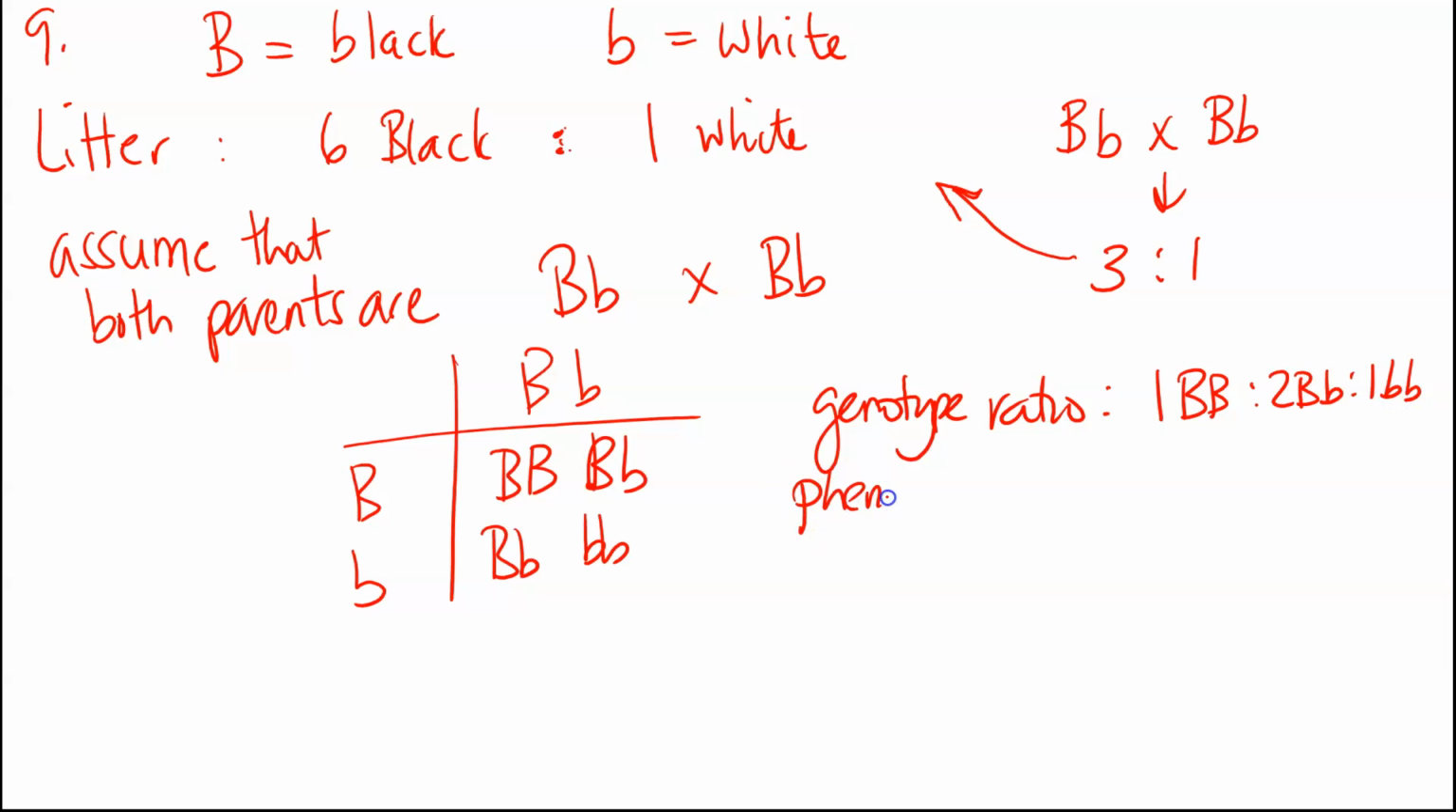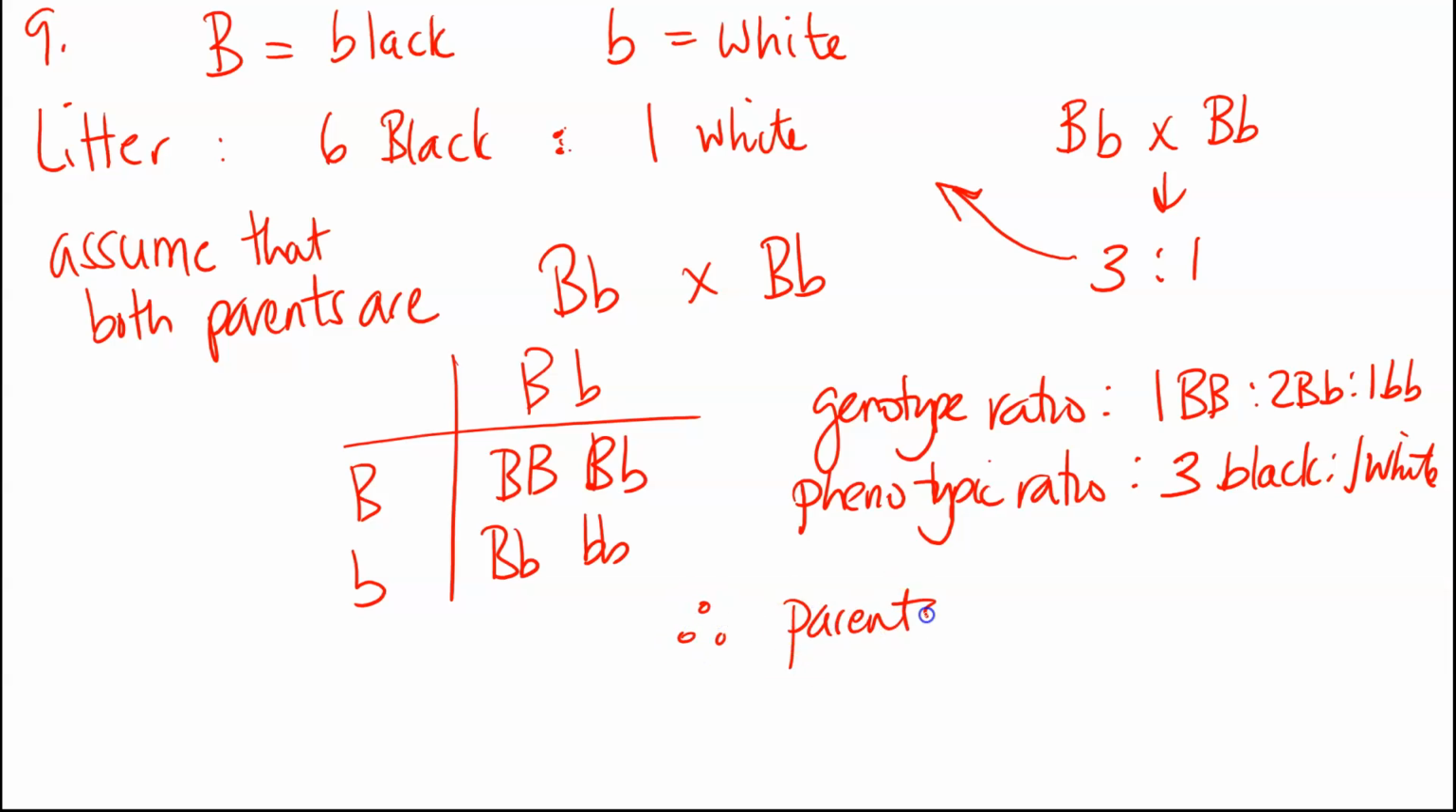And the phenotypic ratio is 3 black to 1 white. Okay? So it's probably, therefore, the parents that were unknown were probably big B and big B. Okay?